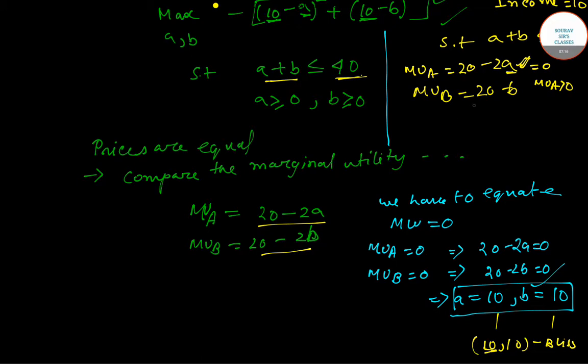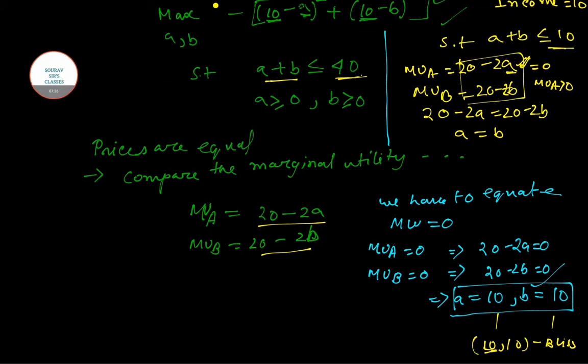So for this we'll equate 20 minus 2a equals 20 minus 2b. From here we'll get a equals b. And on the other hand we also know a plus b equals 10. So from here we find a equals 5 and b equals 5. So when the income has become 10 from 40, the optimum bundle is 5 and 5.